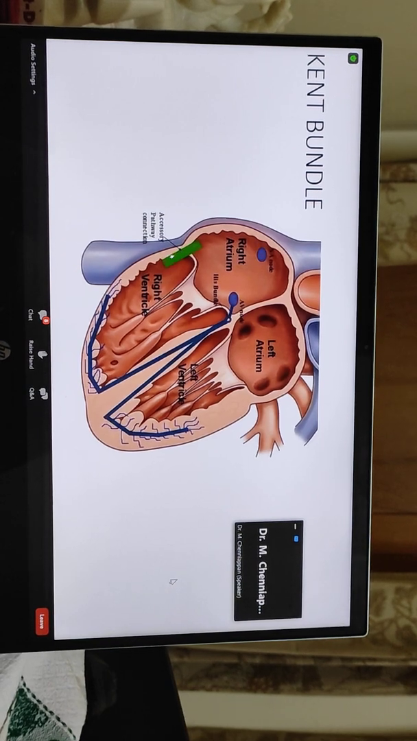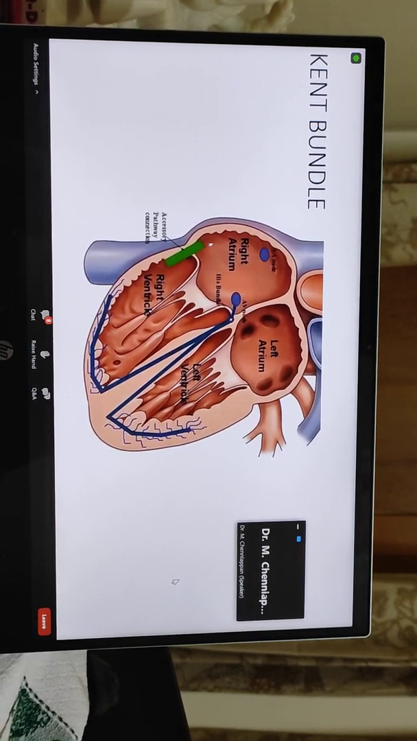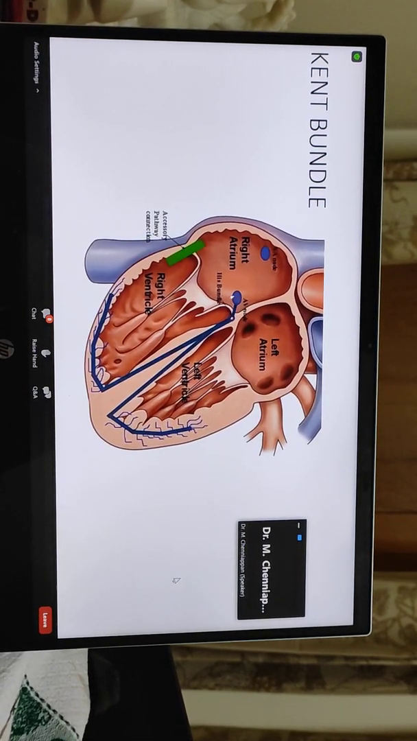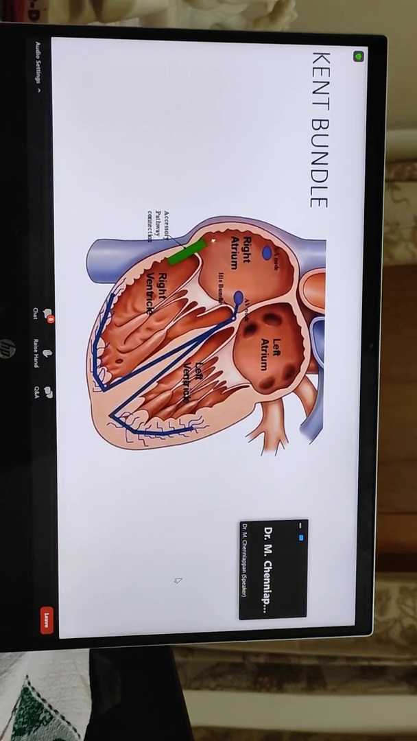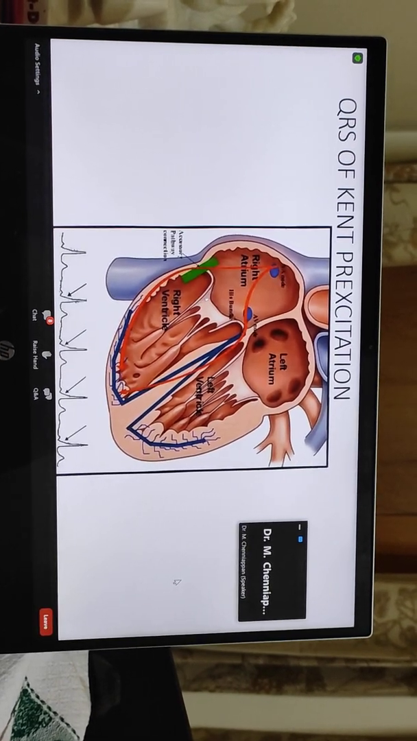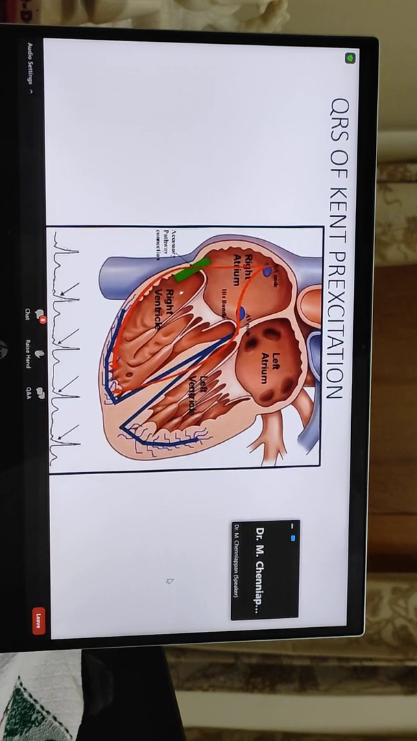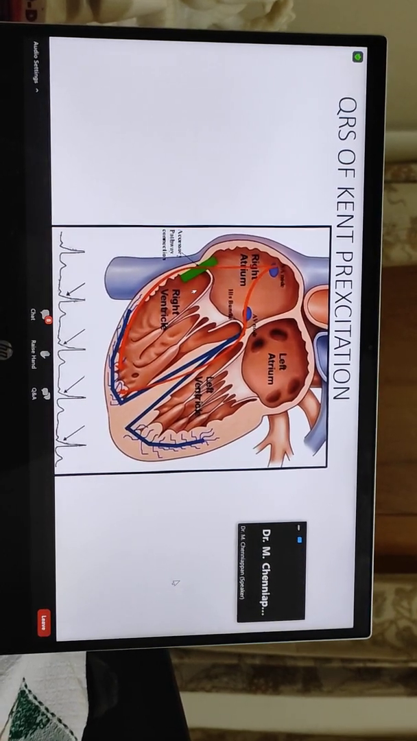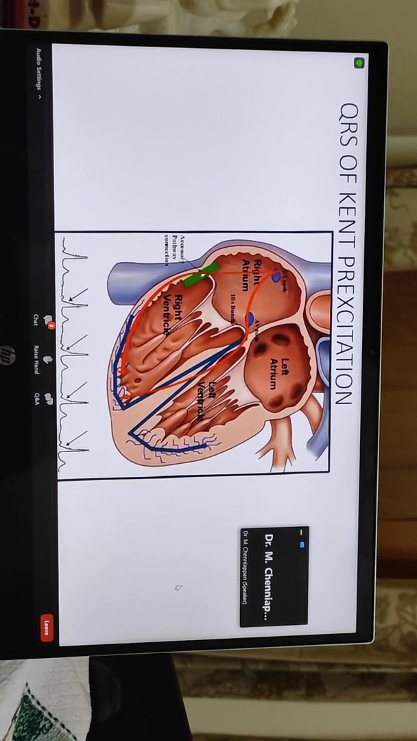But the most important thing is it is going to conduct the impulse from the atrium to the ventricle, bypassing this AV node. So let us first understand what is the normal QRS complex in sinus rhythm when there is an accessory pathway.